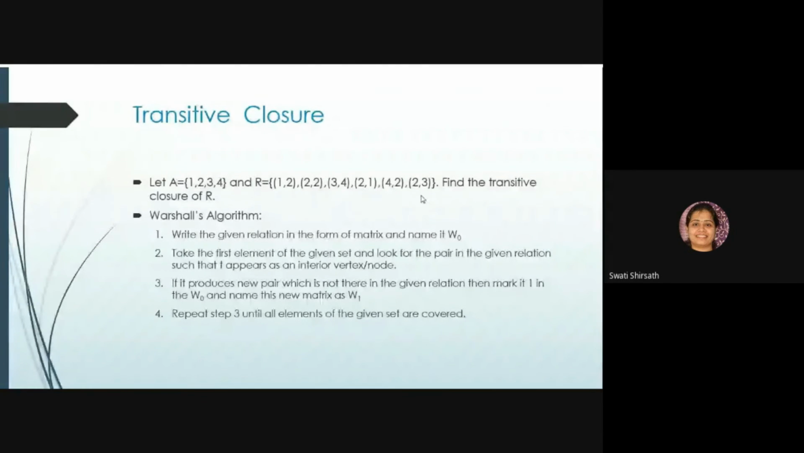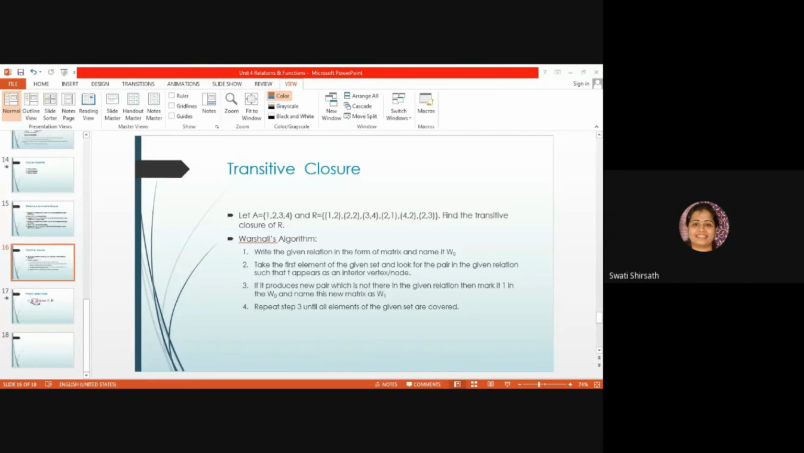So 1, 4, 2 and 2, 3. Find the transitive closure of R using Warshall's algorithm. Now, the very first step is you'll write W0 and keep these steps in front of you. W0, vertically and horizontally you'll be writing 1 to 3. Then the very first element is 1, right? So we will write all pairs associated with 1, 1 as an interior node. 2, 1 and 1, 2.